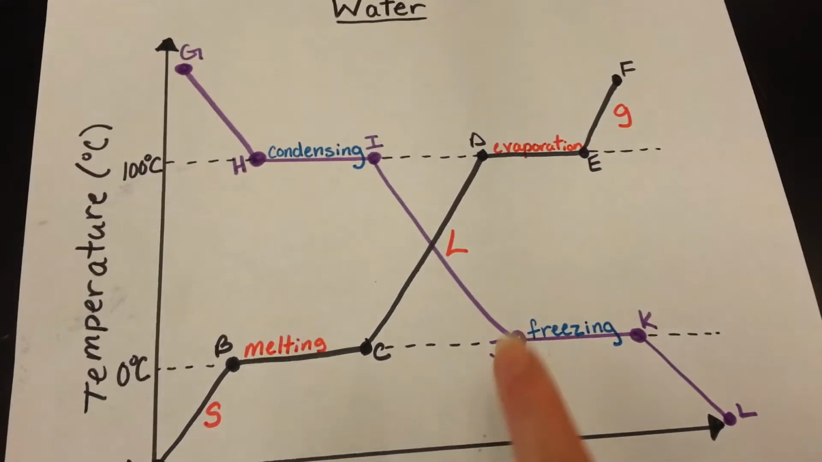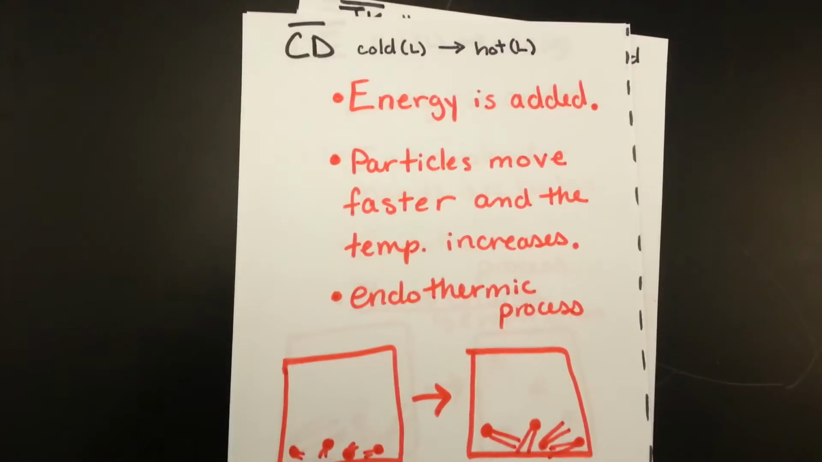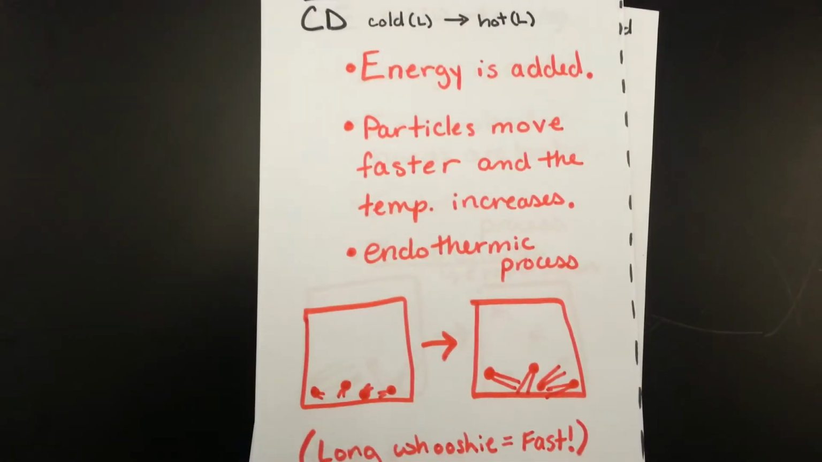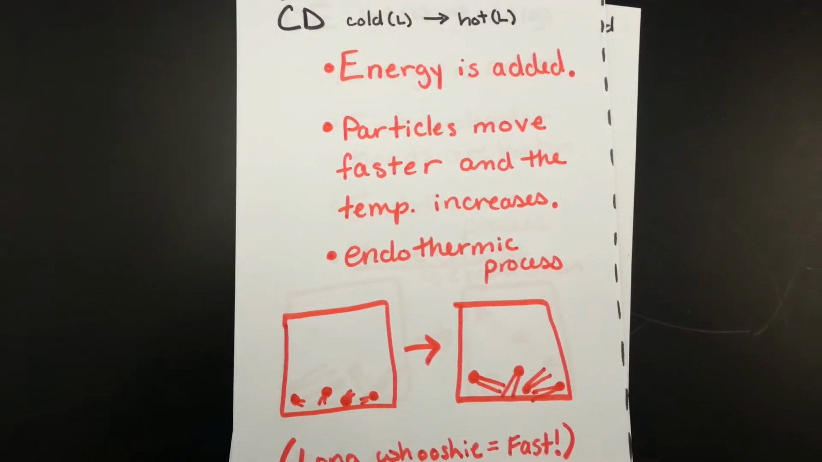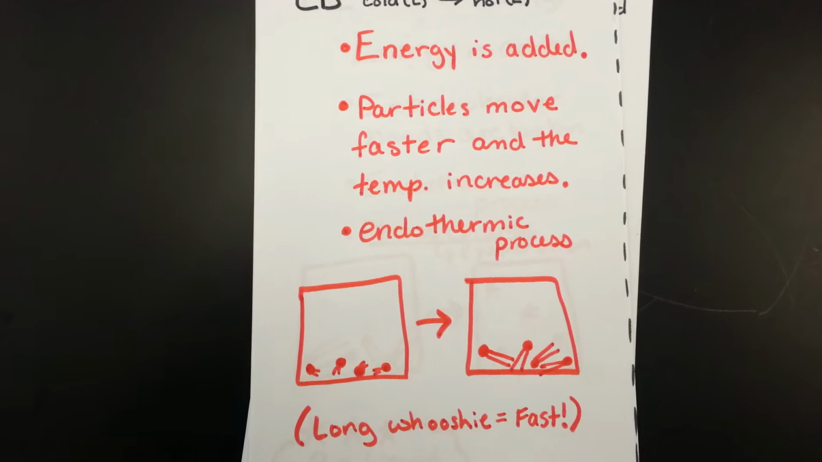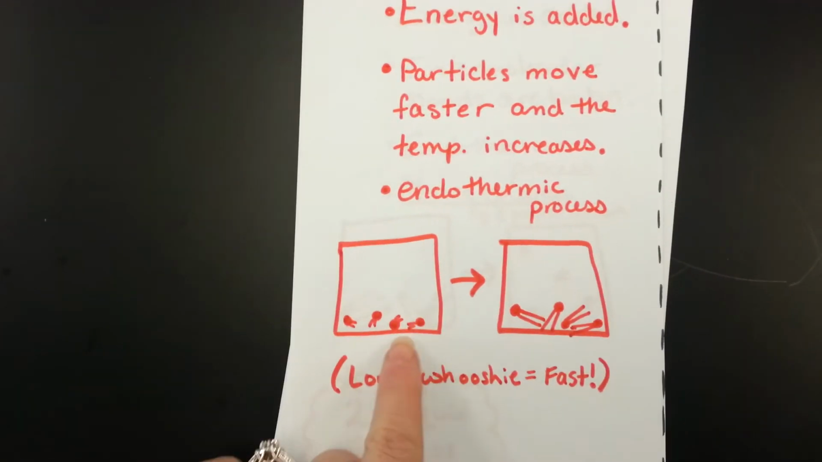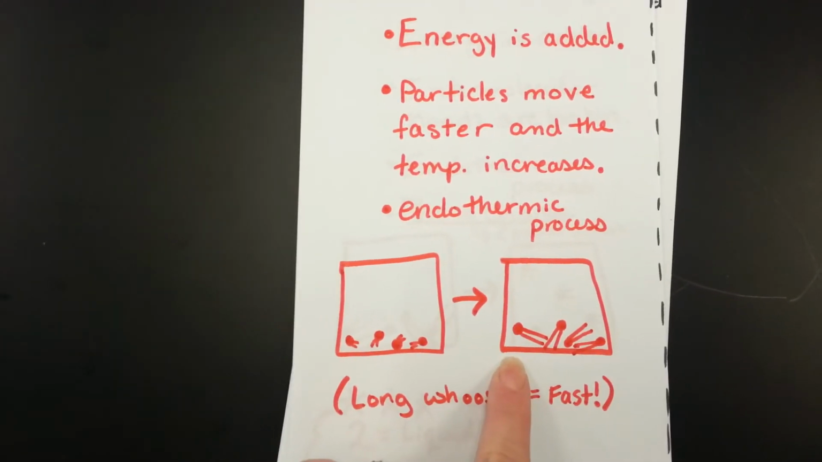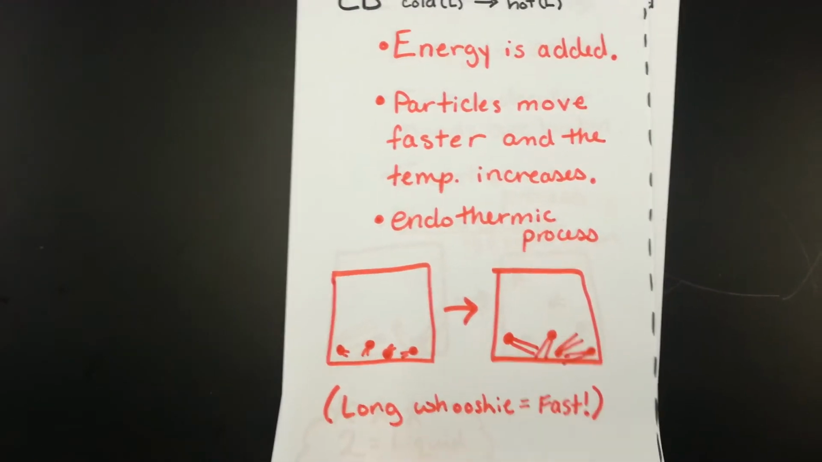Now, when we move on to the CD line, we are in the liquid phase all the way. So all we're doing is going from a cold liquid to a hot liquid. Energy is added, particles move faster, and the temperature increases. It's still endothermic, and we can represent that they're moving faster by putting longer whooshies so it looks like they're zooming.